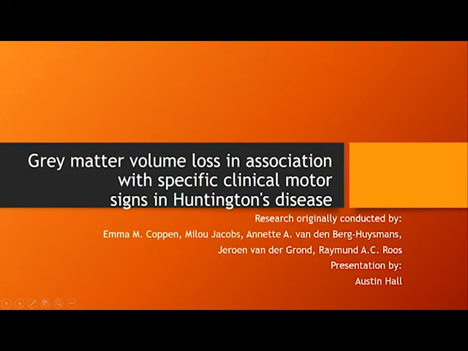Today we'll be looking at gray matter volume loss in association with specific clinical motor signs in Huntington's disease. The research was originally conducted by Emma Koppen, Mila Jacobs, Anita Evanderberg Heismans, Jeroen van der Grond, and Raymond A.C. Roos, and it is presented to you by Austin Hall.